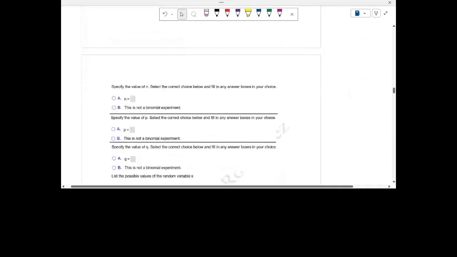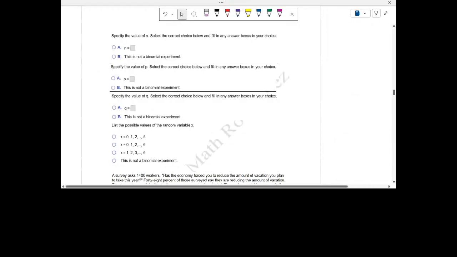Sorry about the way the copies came out, y'all. The thing came out on the next page. Remember, we talked about this right now.